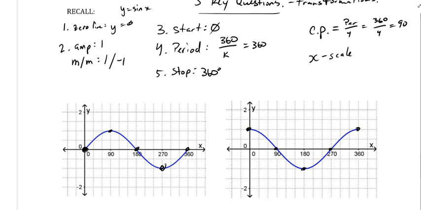Yes, you always divide your period by 4 to get the critical points. Why? Because 1, 2, 3, 4. There are 4 spaces between the critical points.